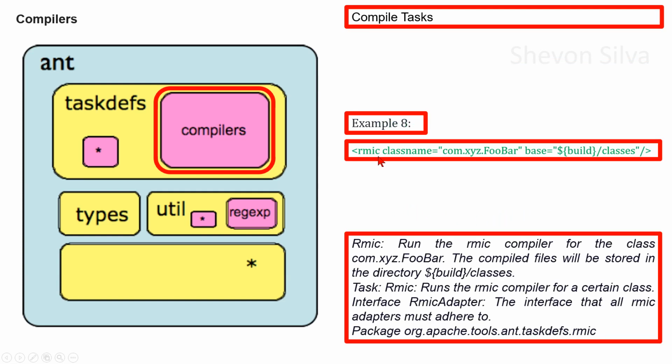Now we are considering RMIC. Here it runs the RMIC compiler for the class com.xyz.foobar. The compiled files will be stored in the ${build}/classes directory. The task RMIC runs the RMIC compiler for a certain class.